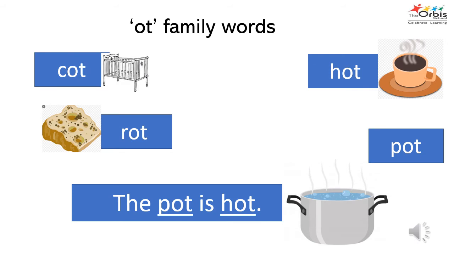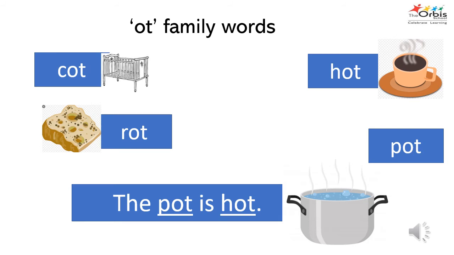O says O, T says T. OT family words. C says K, O says O, T says T, cot. Cot is a small bed where a baby sleeps. H says H, O says O, T says T, hot.